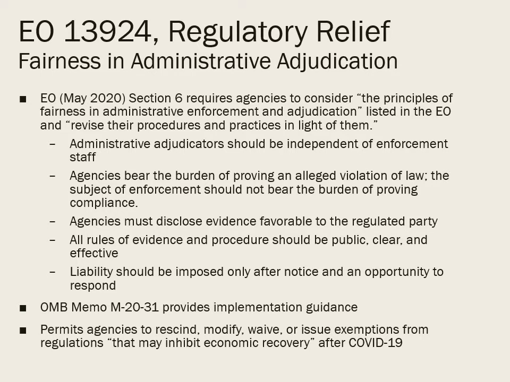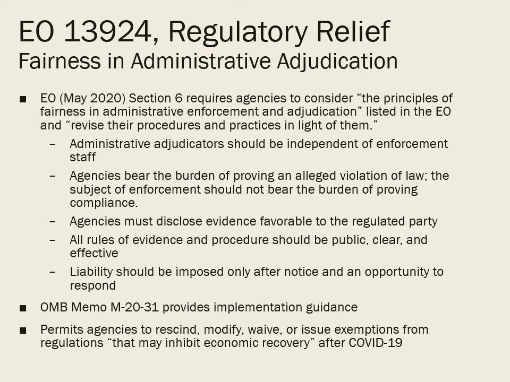As I said a few slides back, the President and Congress can also impose procedural requirements on agencies for formal adjudications. And back in May, President Trump did just that via Executive Order 13924. That executive order's full title is Regulatory Relief to Support Economic Recovery, and it allows agencies to rescind, modify, waive, or otherwise provide exemptions to regulations that would hurt the national response to COVID-19 or hinder economic recovery from COVID-19.